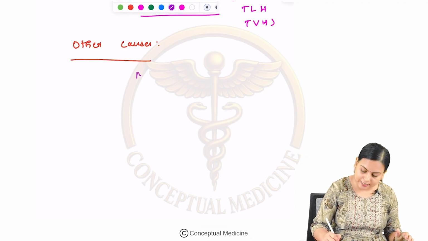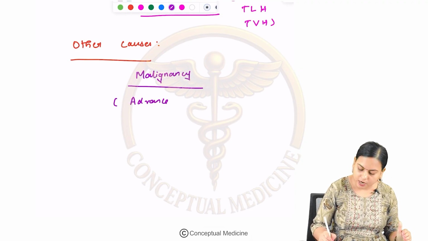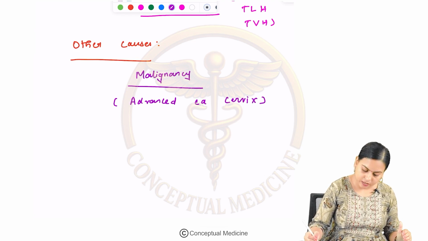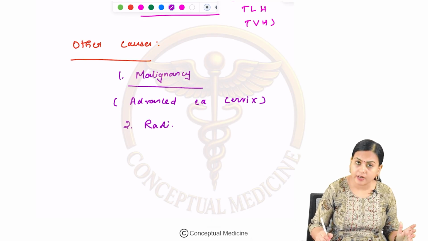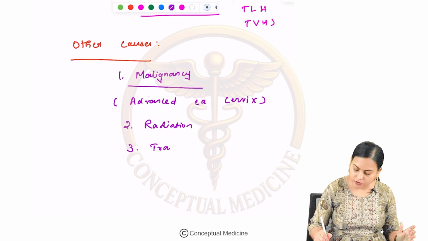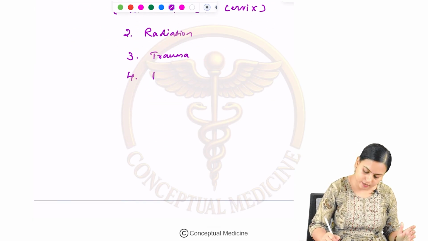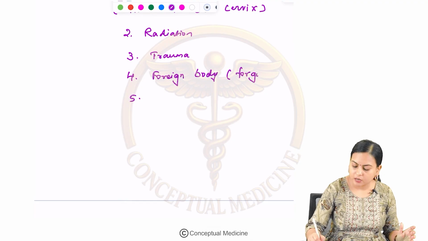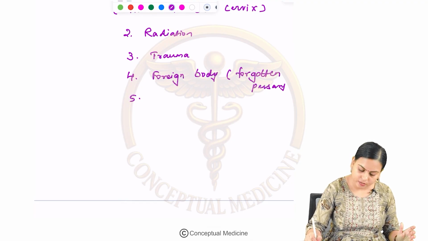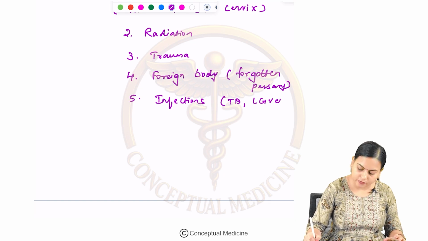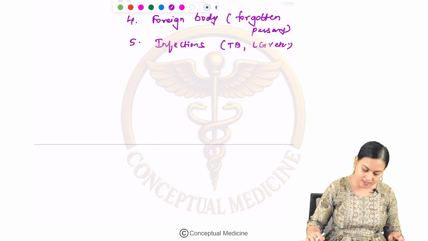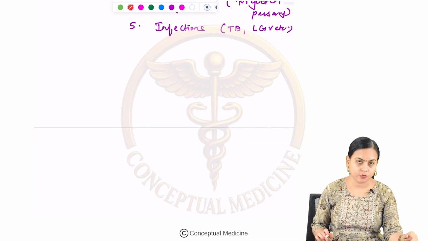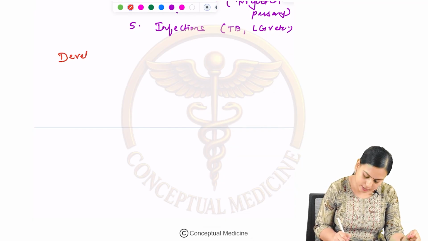Let's also see some of the other causes causing fistula. This includes malignancy, for example, advanced carcinoma cervix, okay, and it can also arise due to radiation or trauma or a foreign body, especially a forgotten pessary, okay, and in some infections also like tuberculosis, LGV, etc. Clear?